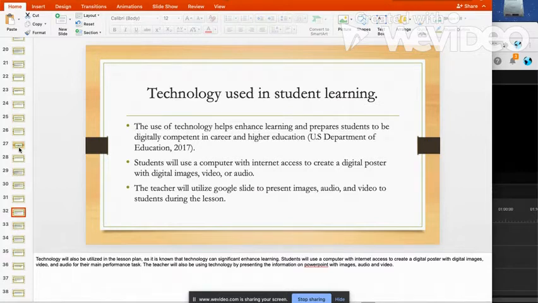Technology will also be utilized in the lesson plan, as it is known that technology can significantly enhance learning. Students will use a computer with internet access to create a digital poster with digital images, video, or audio for their main performance task. The teacher will also be using technology representing the information on PowerPoint with images, audio, and video.